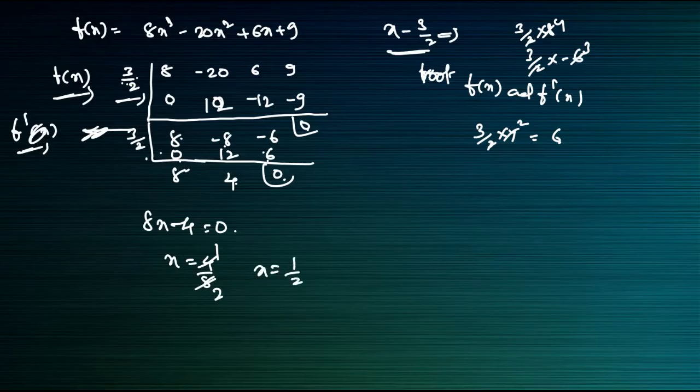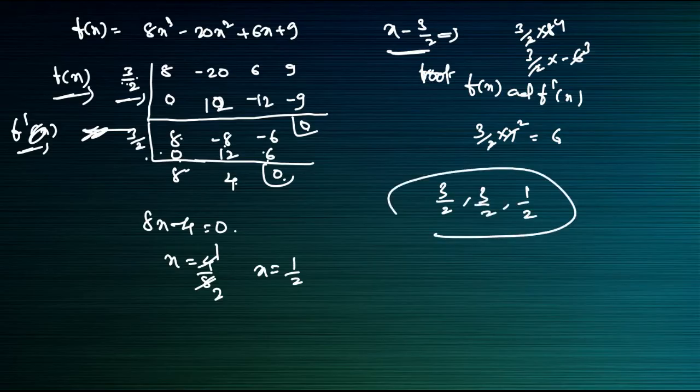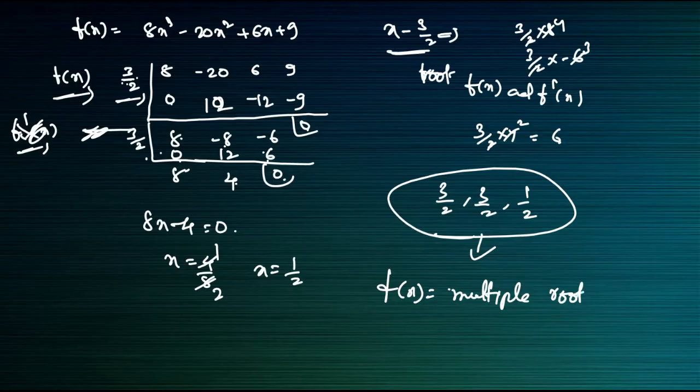So the multiple factors are 3 by 2 comma 3 by 2, these two factors, and another factor is 1 by 2. So these are the three factors of the given equation. This I took from here, this is not f of x. f of x only has the two roots, multiple roots. So multiple roots means I took 3 by 2 multiple times, like 2 times. So this is the answer of the sixth one.